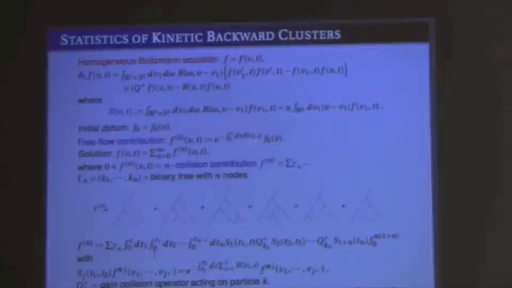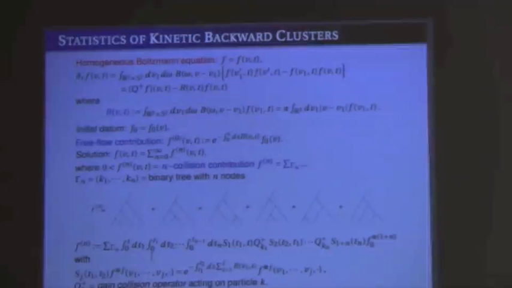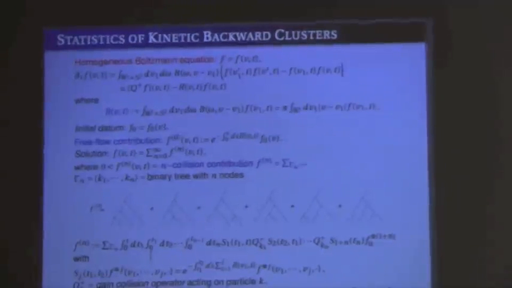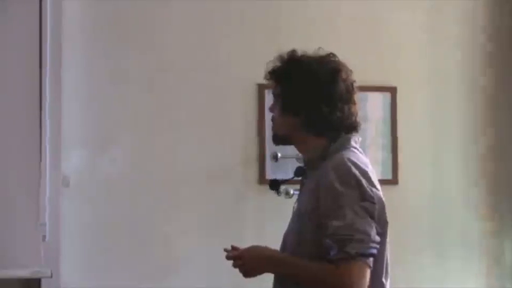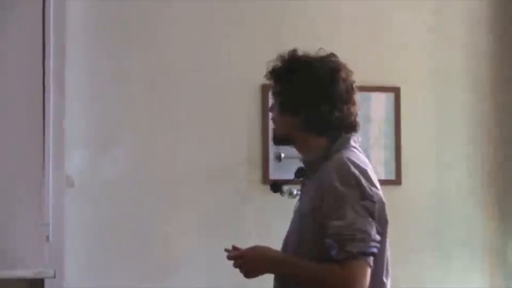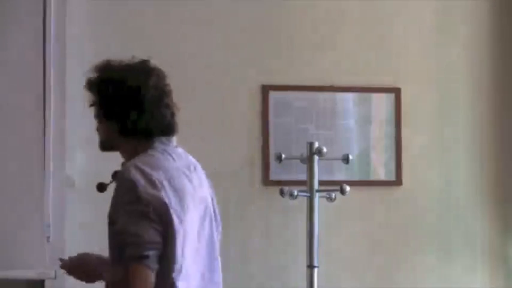So this exponential here is the conditional probability density of having a particle flowing freely with velocity v from time 0 to time t. And then you treat this as a homogeneous equation, and you keep iterating, you compute the Dyson series, and what emerges is an expansion of this form, where the single term f_n of v and t is the n collision contribution to the solution. So this you can write explicitly, as is written here.